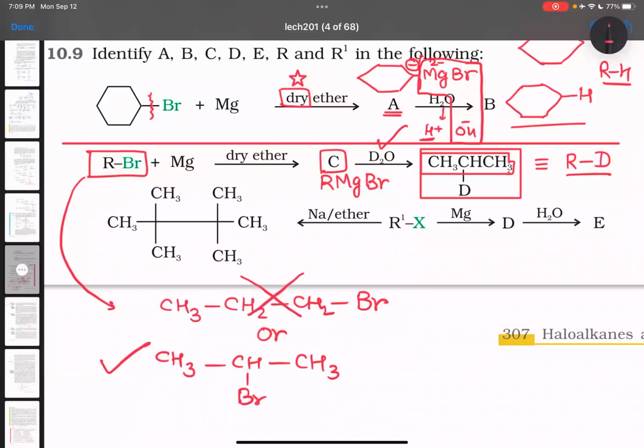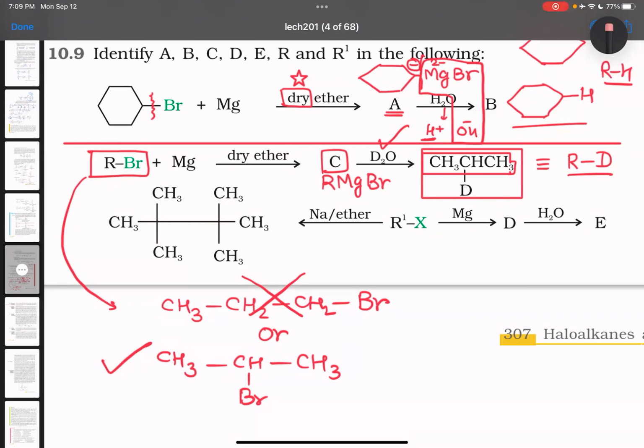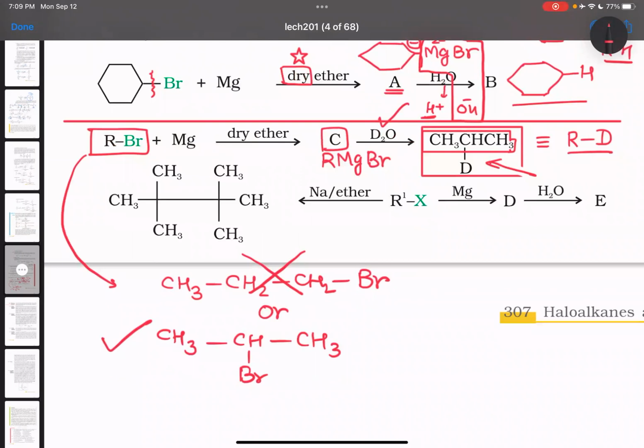How did you identify it? By looking at the position where the D got connected. Initially the Br was at the second position, so at the second position that Br got converted to MgBr, and that MgBr was displaced and the D plus got joined to that point. So this is already shown to you, and you need to think in the backward direction to know what RBr was. So it is 2-bromopropane. Is it clear to both of you? Yes, sir, clear.